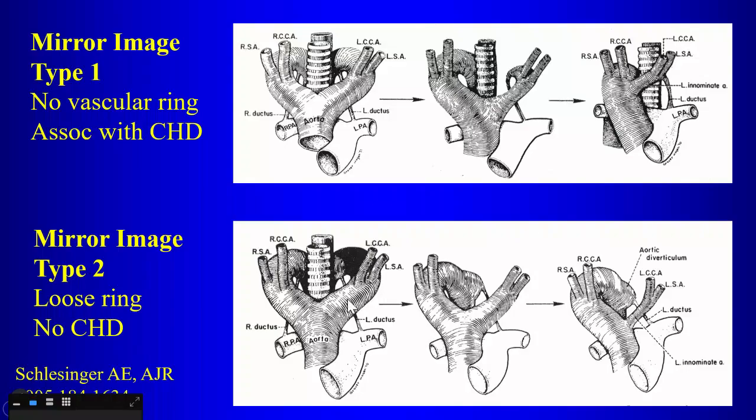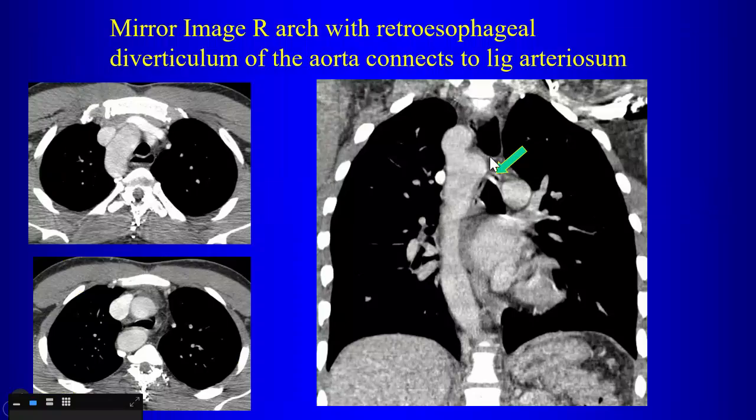The hallmark of this, on your imaging study, in addition to the mirror image arch, is that there will be this little outpouching in the descending thoracic aorta, that little ductus, that little diverticulum. And so that marks where the ligamentum arteriosum is, going to the pulmonary artery, that little outpouching, right? So that's mirror image arch, type 2.